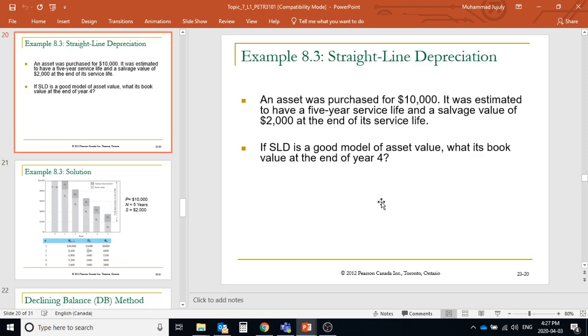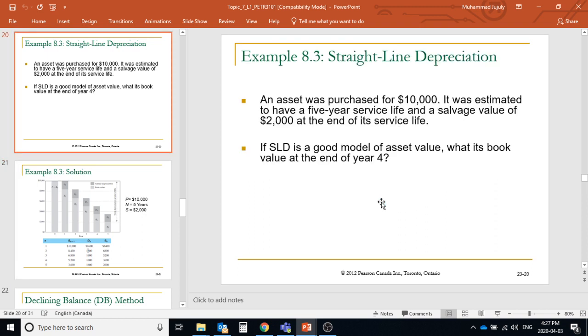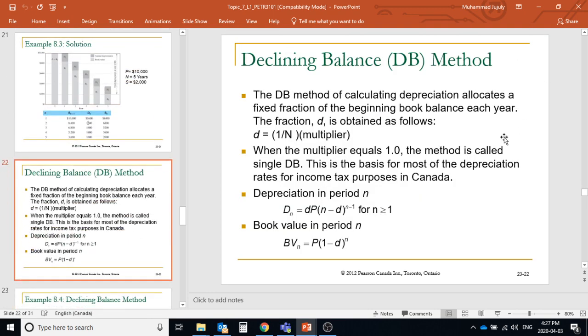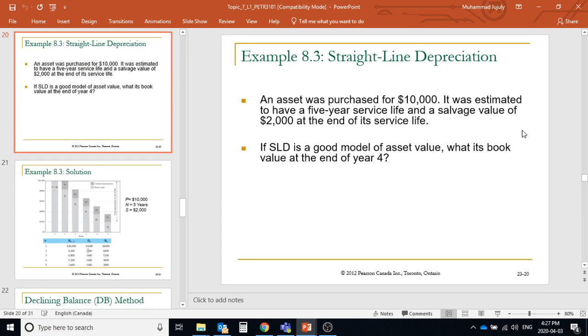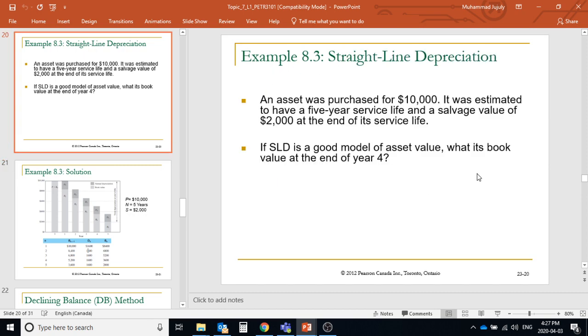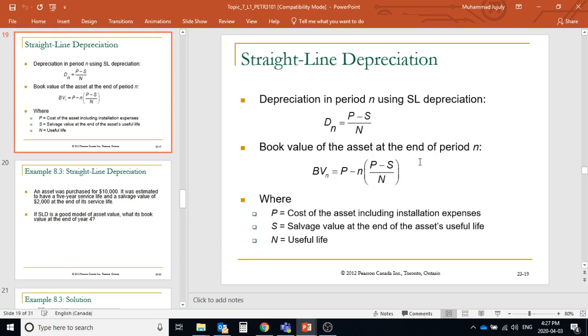Go to this problem and solve it. Just remember the 5 years in service life. That means n equals 5. In case of the straight line, the multiplier would be 1 by 5. If you use this formula, the multiplier would be 1 by 5.